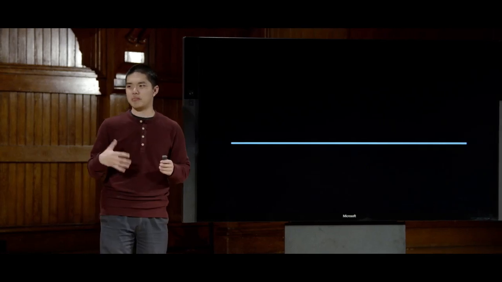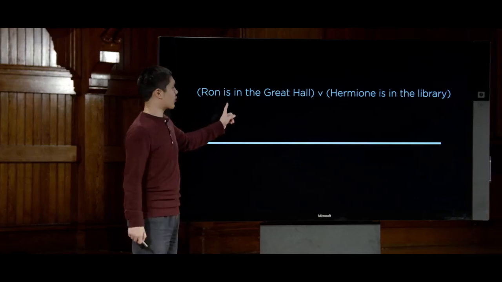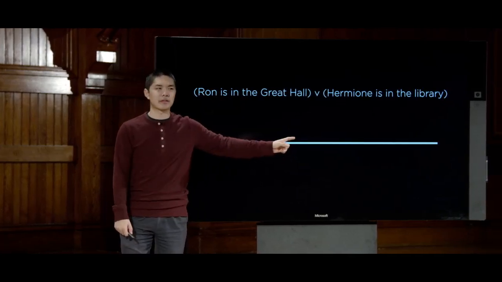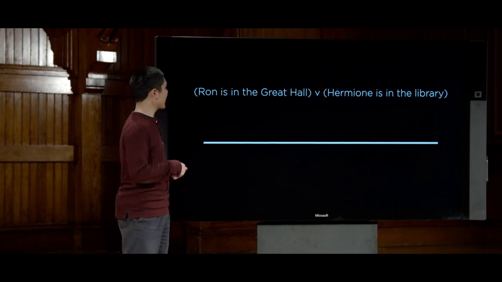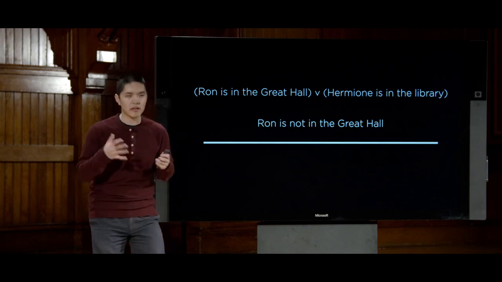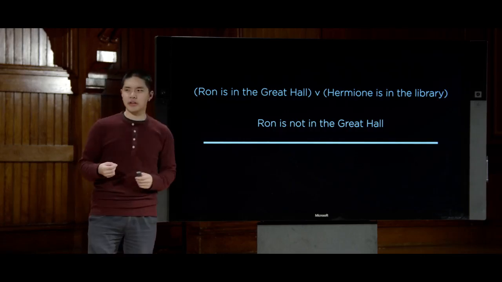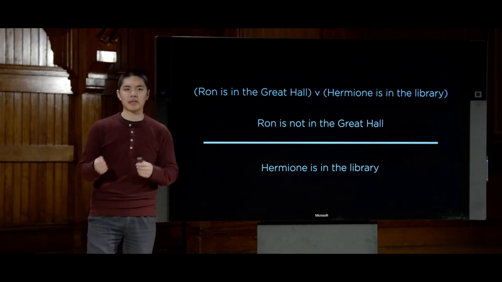And resolution is based on another inference rule that we'll take a look at now, quite a powerful inference rule that will let us prove anything that can be proven about a knowledge base. And it's based on this basic idea. Let's say I know that either Ron is in the Great Hall or Hermione is in the library. And let's say I also know that Ron is not in the Great Hall. Based on those two pieces of information, what can I conclude? Well, I could pretty reasonably conclude that Hermione must be in the library.